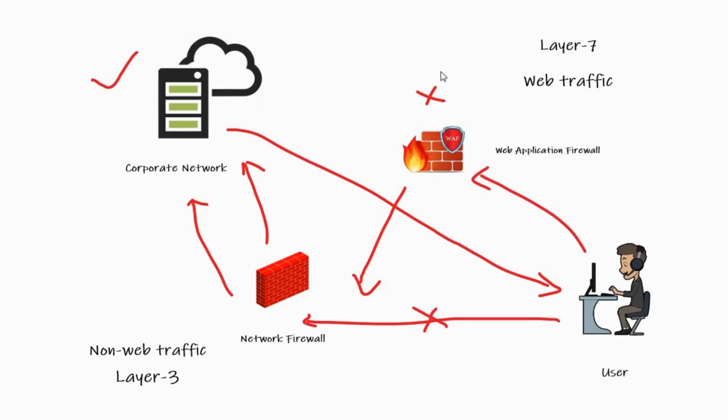Now, had the WAF been in place, the request would go directly to the WAF. It would be secured via the WAF and then passed on towards the corporate network. But in that case, we really need both the WAF and the network firewall. So it's really important to have layer 7 protected as well as layer 3 when there are web applications involved in the whole infrastructure.